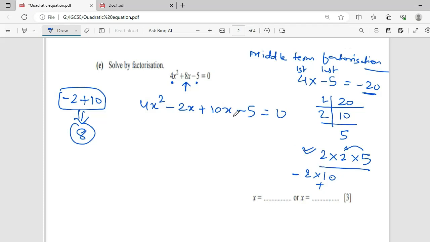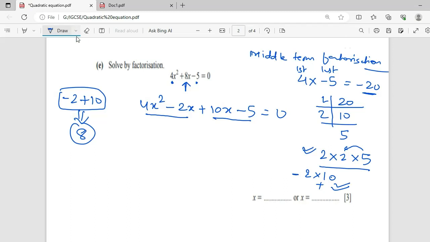If there was a negative sign over here, then in that scenario 10 would be negative and 2 would be positive. But in this scenario, 8 is plus. So the bigger number, 10, will be positive and the smaller number will be negative, this way. Now we have to make the grouping of two terms like this way.